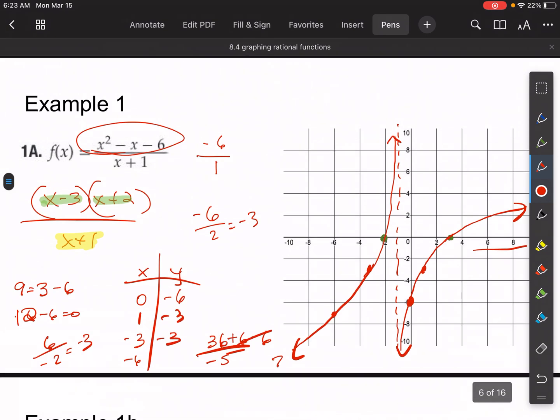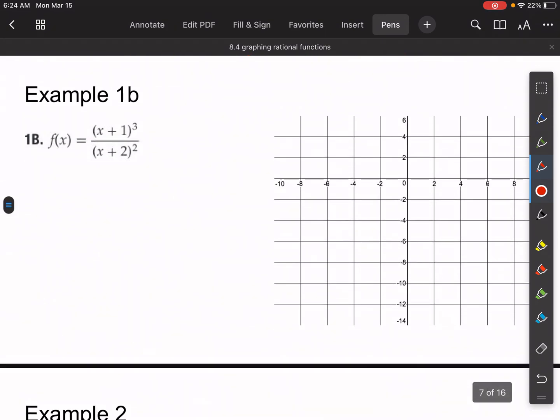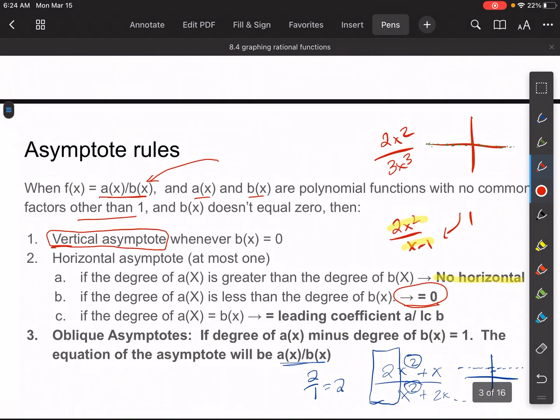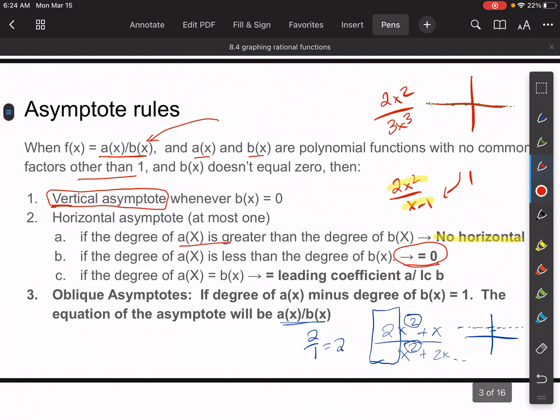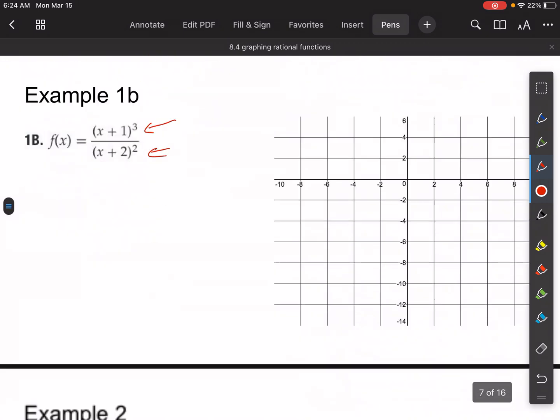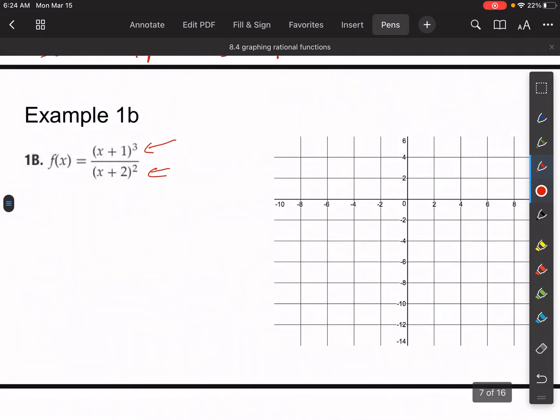And what I'll be looking for here, you guys, is the asymptotes, the zeros, and that you get a couple of points so we have a general understanding of the picture. So for 1b here, let's look at this one. We have degree 3 in the numerator, degree 2 in the denominator. So notice that our numerator is bigger than our denominator. So let's go back to our rules here. If the degree of A is greater than the degree of B, there's no horizontal. But if the degree of A minus the degree of B is 1, then there is going to be an oblique asymptote. Okay, so I know there's going to be an oblique asymptote here, but I'm not going to worry about that too much here.